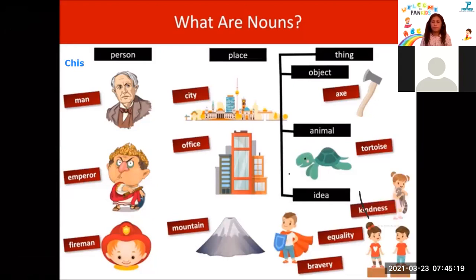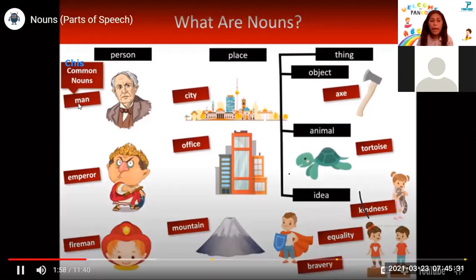Okay. Now, all of the words in red are common nouns. Notice that they're all nouns written with a lowercase letter. Look at this letter in lowercase. For an example, you might recognize this man as the emperor Caesar.